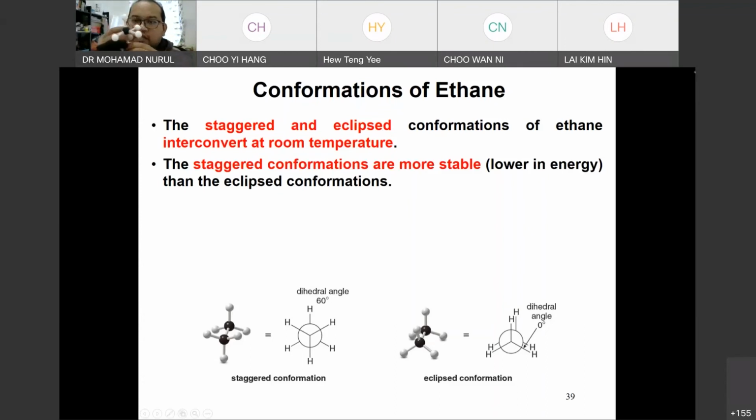Because in the staggered conformation, the interaction is quite far. It doesn't have any interaction or repulsion between electron clouds here. For the proton, it's okay because the electron cloud is spherical. But the problem is, if they have substitutions with huge functional groups, it could be different. So that's why in Newman projections, we prefer to draw all Newman projections in staggered conformation.